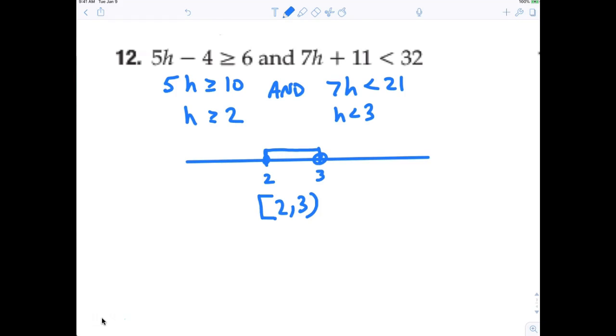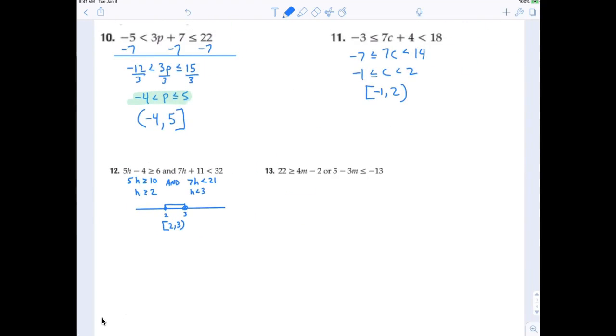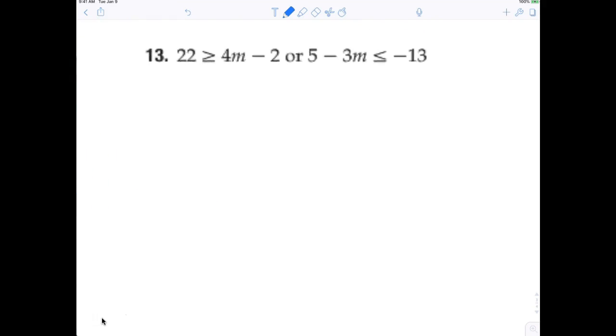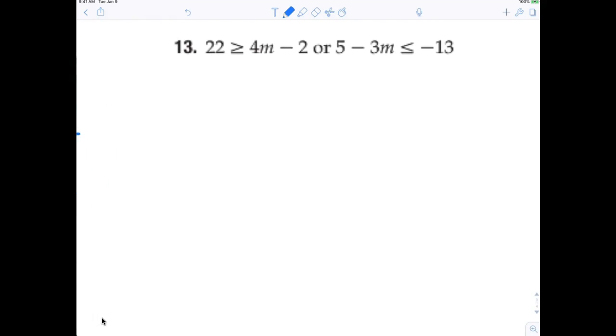All right. Yes, sir. Equal and greater than or equal to. It's closed if there's an equal. All right, here we go, 13. Now on 13, again, we should be adding 2, so that makes 24 greater than or equal to 4m. Then we're going to divide both sides by what? 4. So that means 6 is greater than or equal to m, or we should write it as m is less than or equal to 6.